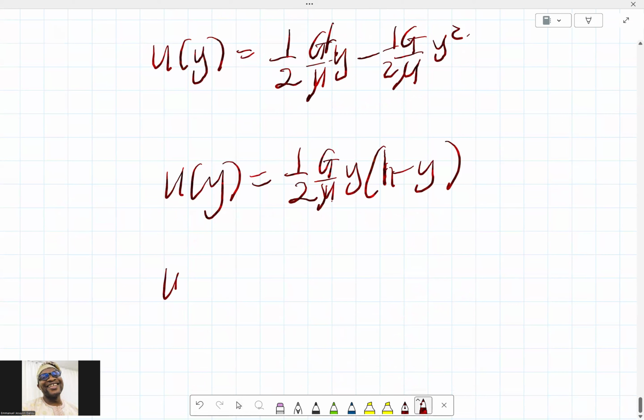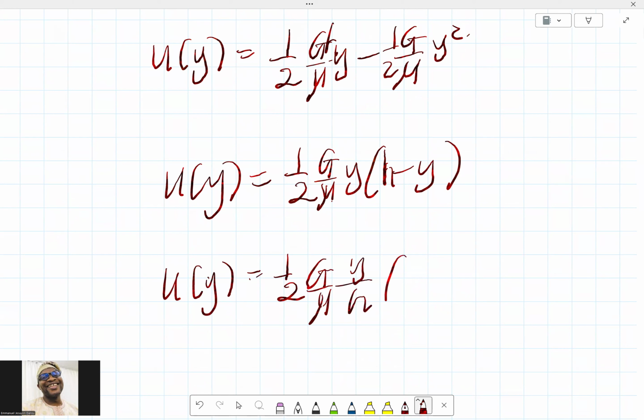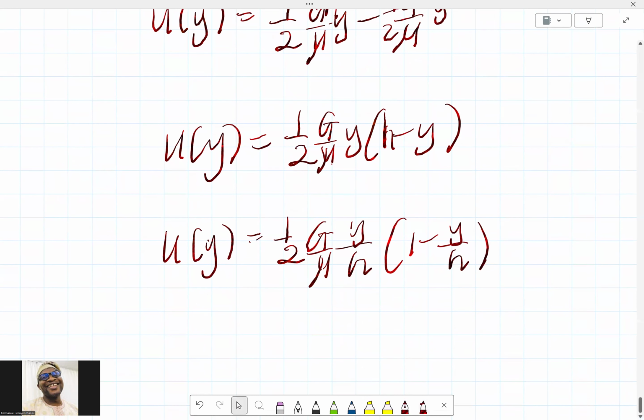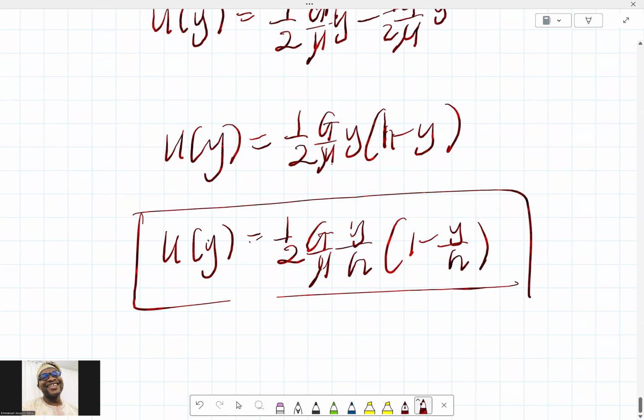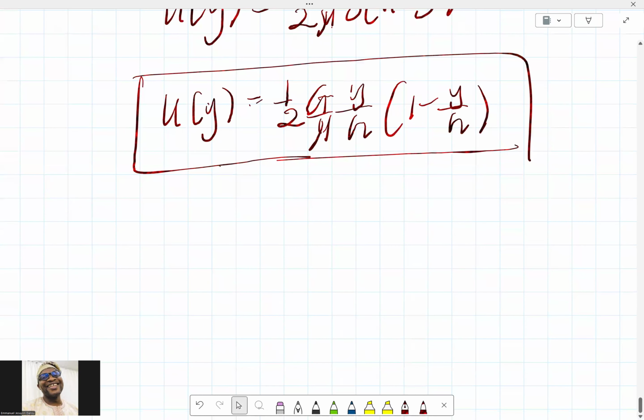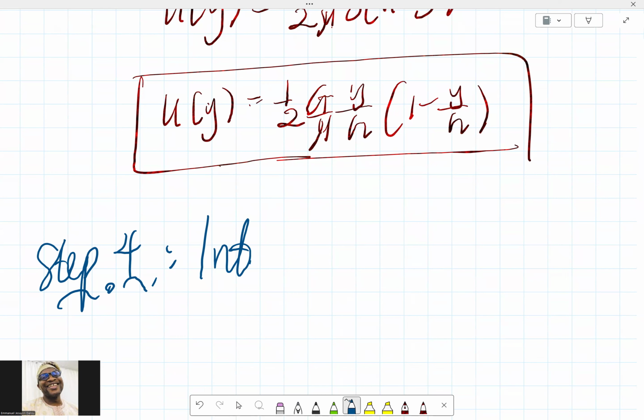Now we can have this still. So u of y is half G over mu y over h into 1 minus y over h. So that makes it into some kind of logistic kind of expression. So we have this for u of y now. So in step 4, we can interpret what we have done. Step 4, interpret.